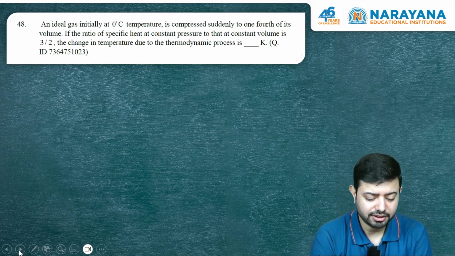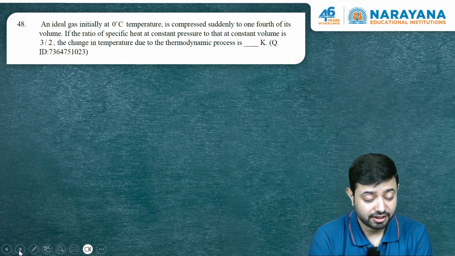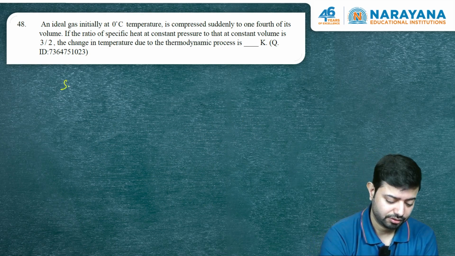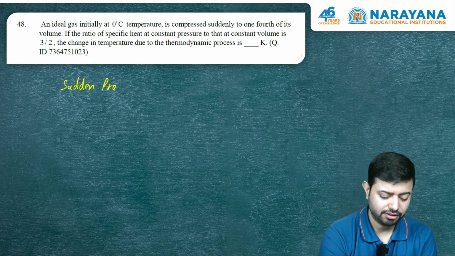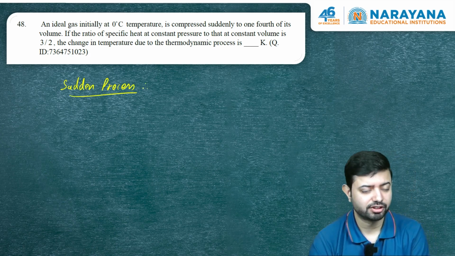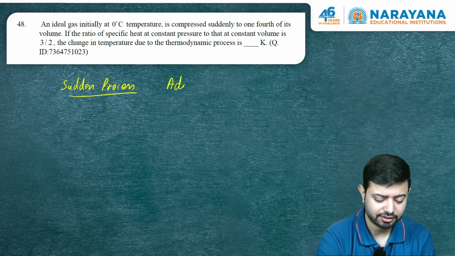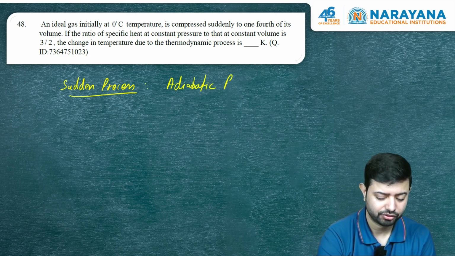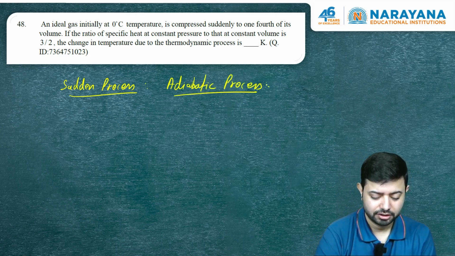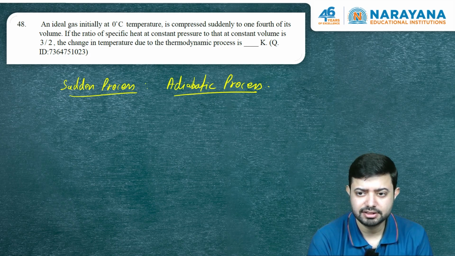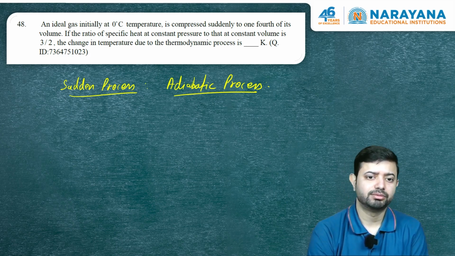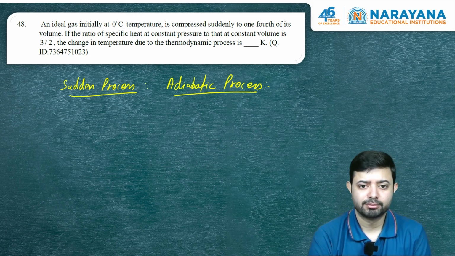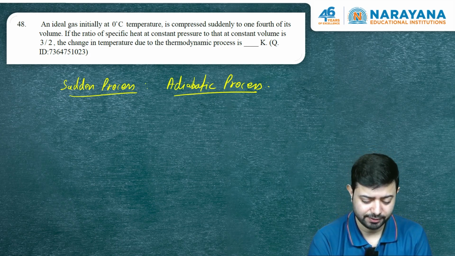An ideal gas initially at 0 degree Celsius is compressed suddenly to 1/4 of its volume. Sudden process, this is a very important point. What do you mean by sudden process? See, in a sudden process there is a specific type of thermodynamic process that will take place, which we call the adiabatic process. Okay. Suddenly it appears and there is no time for heat exchange to take place over there. So, delta Q, you can assume is almost 0 and an adiabatic process is going to take place over there, right.